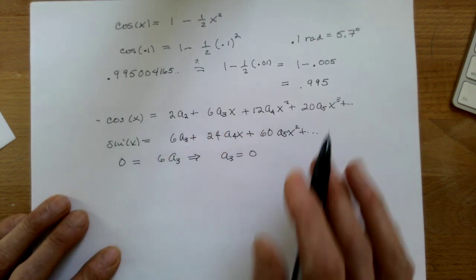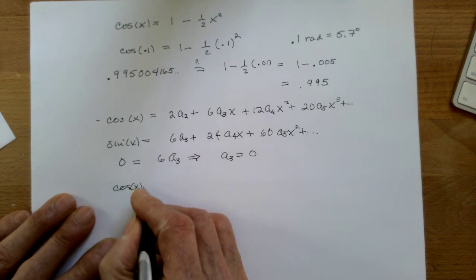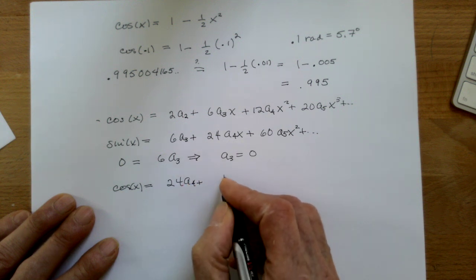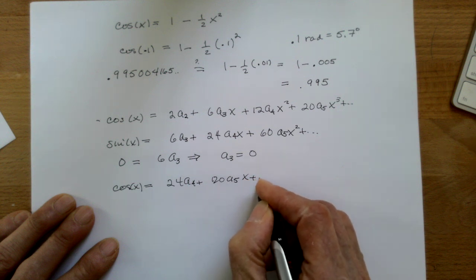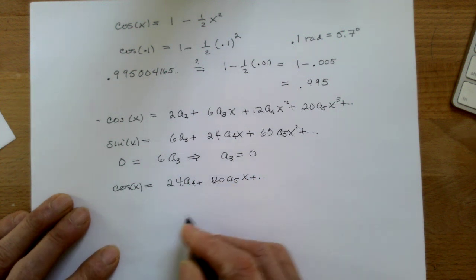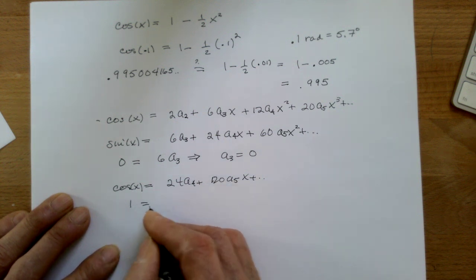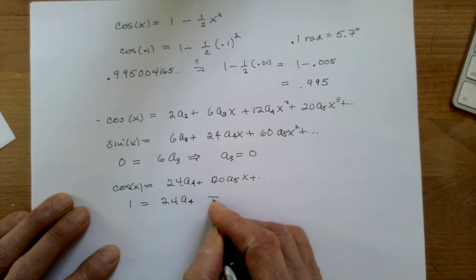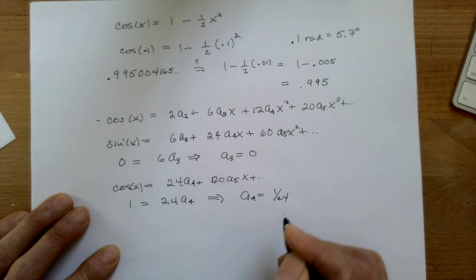So let's take this equation and do one more time. The derivative of sine is the cos, and we get 24a4 plus 120a5x, and there's more terms. And we evaluate both sides of this at 0, and we get 1 equals 24a sub 4, which implies a sub 4 is 1/24. So what do we got so far?